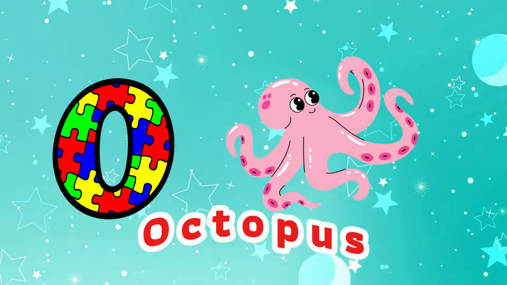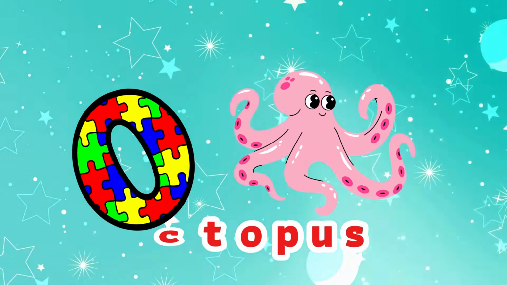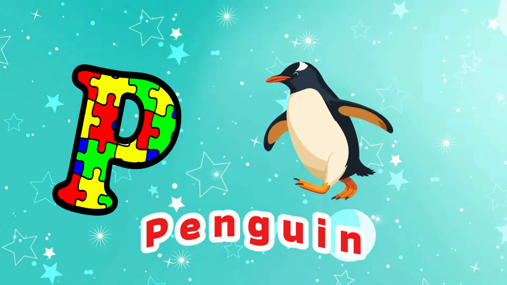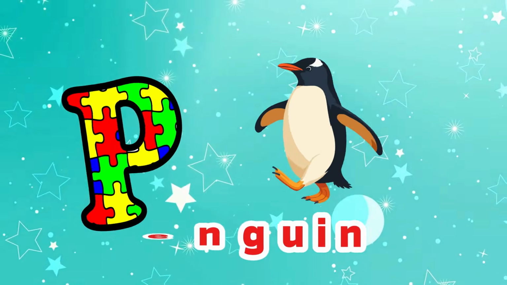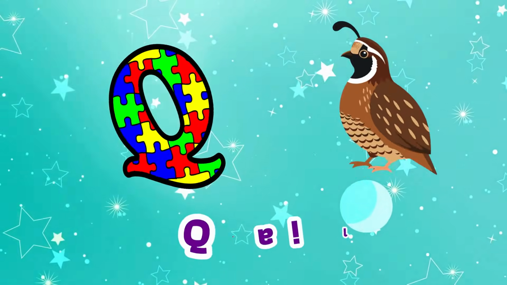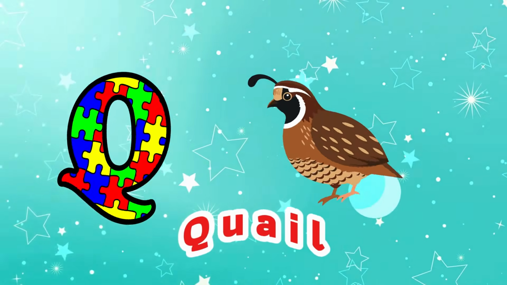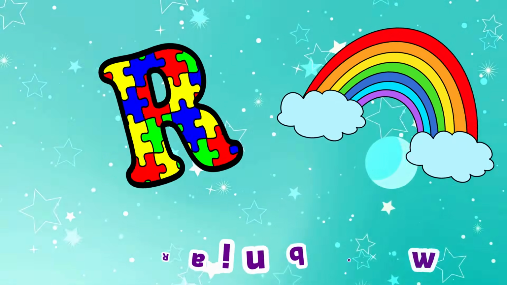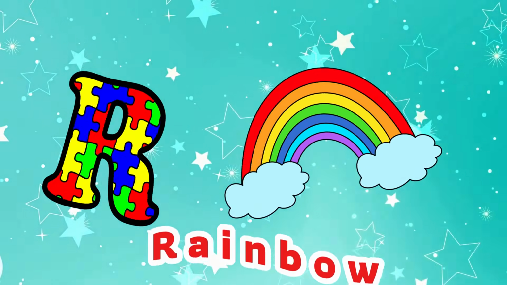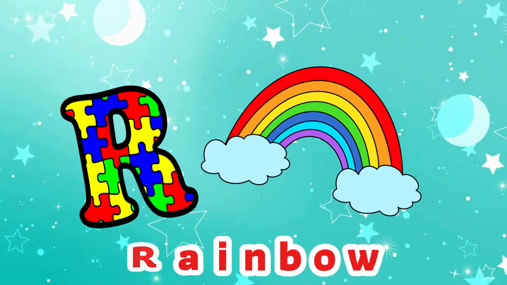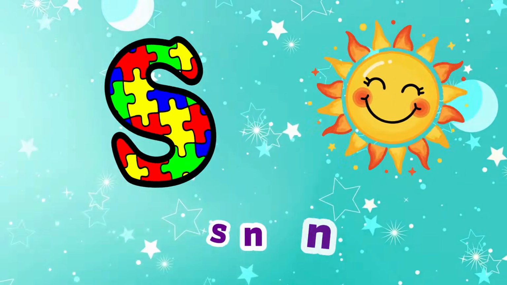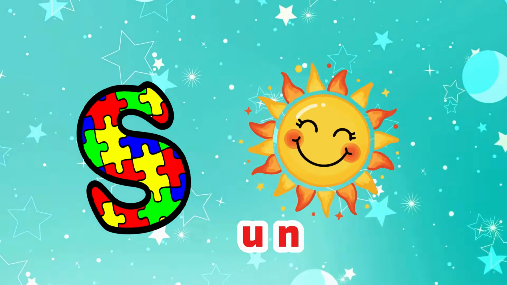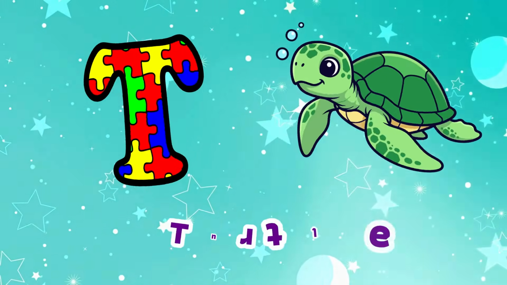O is for octopus. P is for penguin. Q is for quail. R is for rainbow. S is for sun.